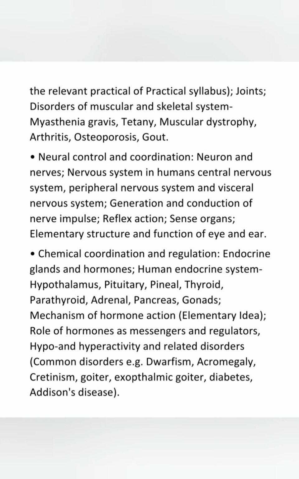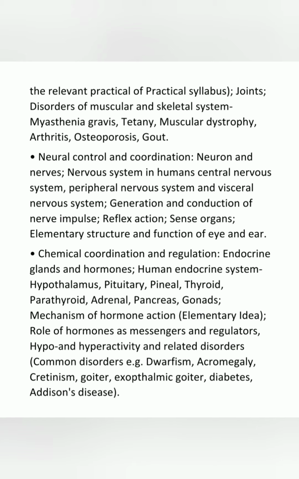Next is nervous system and coordination. It includes neurons and nerves, nervous system in humans, central nervous system, peripheral nervous system, and visceral nervous system. Generation and conduction of nerve impulse, reflex action, sense organ, elementary structure and function of eye and ear.